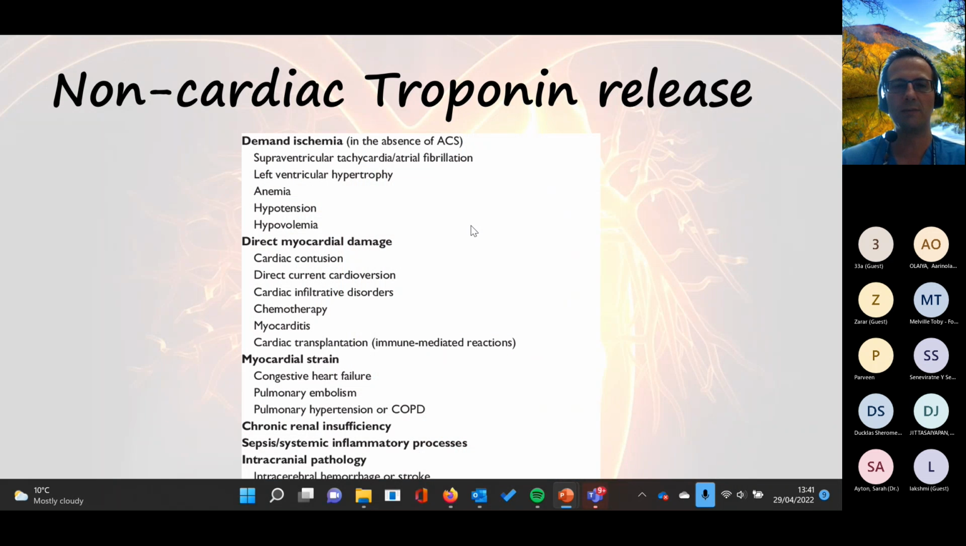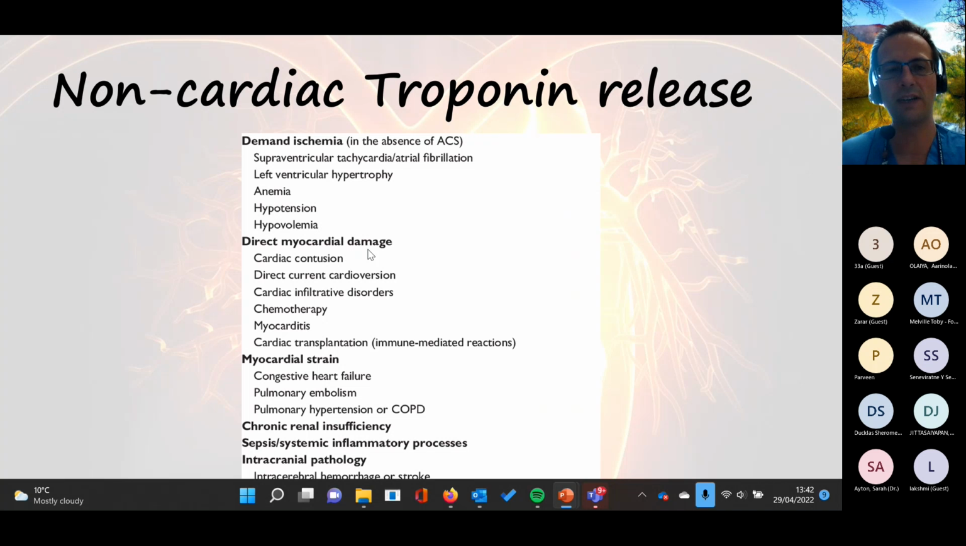Well, in the interests of time, let me put up my slide of them. So you can have demand ischemia, which is where anemia falls, and we've talked about arrhythmias as well. Hypotension will mean that you get decreased coronary artery perfusion. So if a patient is profoundly hypotensive because of shock or because they might be very dehydrated, for example, that can cause ischemia and troponin release.